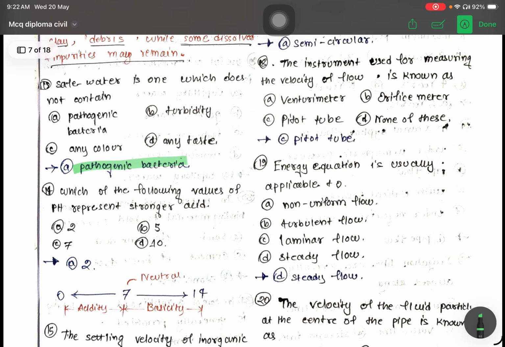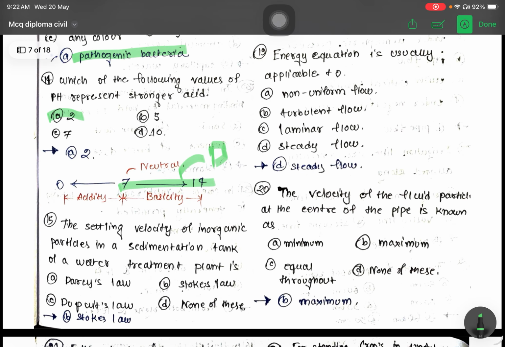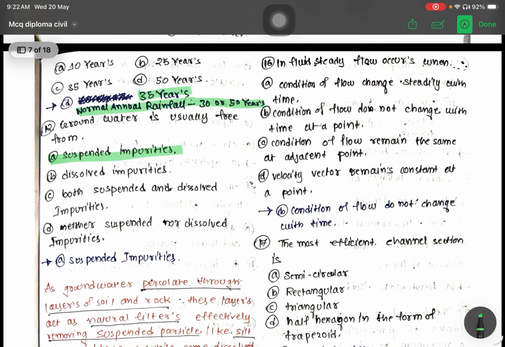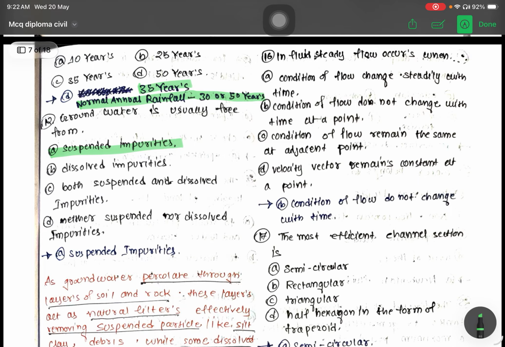Which of the following pH values is stronger? The lower value of the pH is stronger acidic, and the higher value of the pH is basic. The settling velocity of an inorganic particle in a sedimentation tank of a water treatment plant is given by Stokes' law. In a fluid, steady flow occurs when conditions of the flow do not change with time.